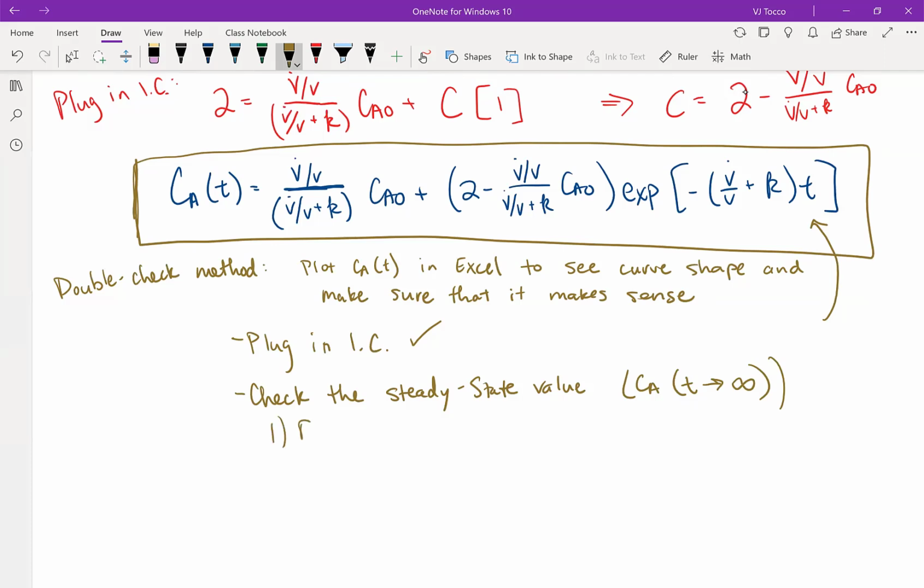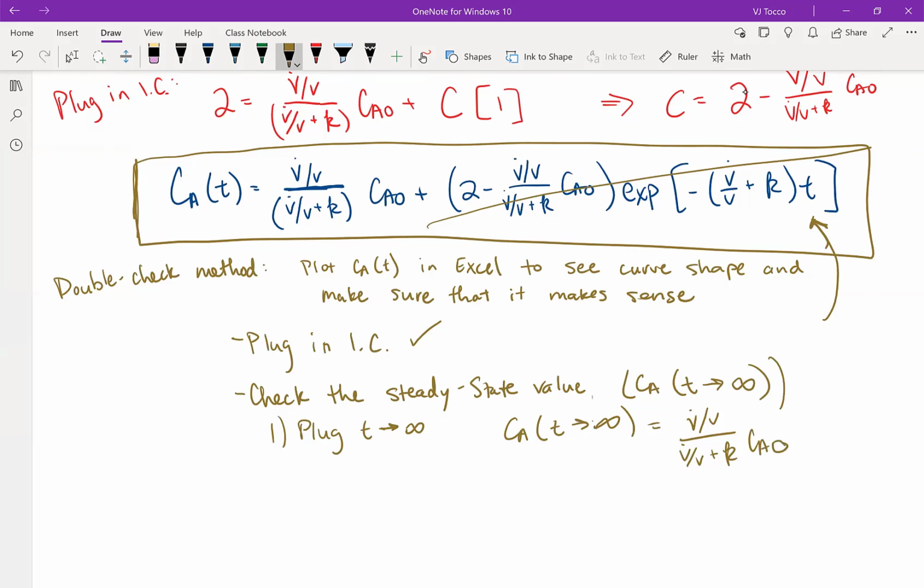The first thing you can do is plug in t is equal to infinity. Well, mathematically correctly, t never equals infinity, but t tends towards infinity. When t tends towards infinity, again, I'm looking here. If t is very, very large, I'm going to get e to the negative infinity. And e to the negative infinity is 0. So that is going to cancel out and kill this entire term. And therefore, CA of t going to infinity is going to be equal to v dot over v dot over v plus k times CA0.